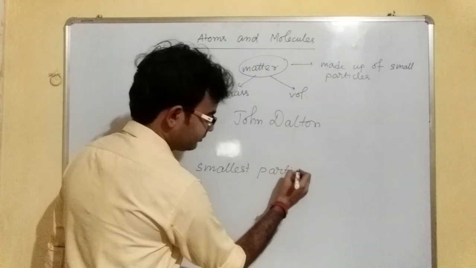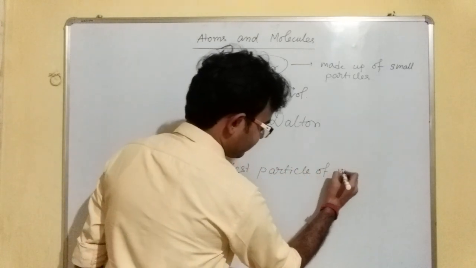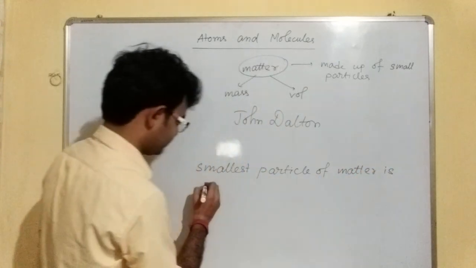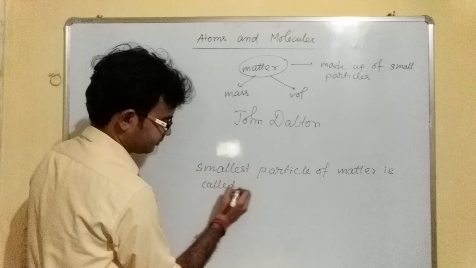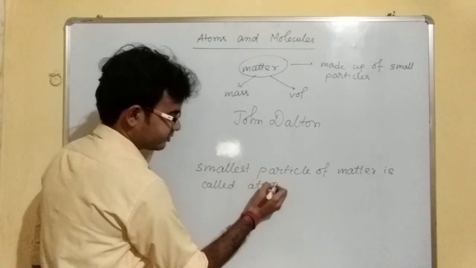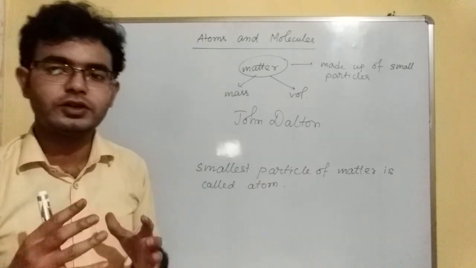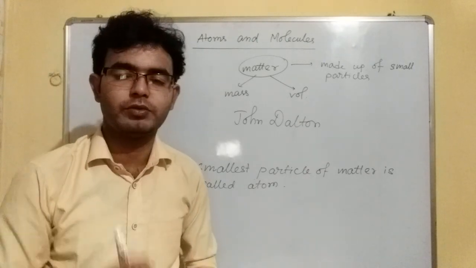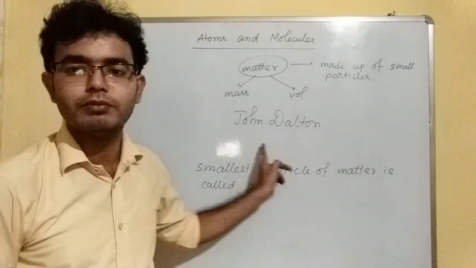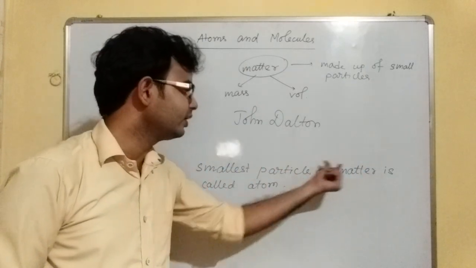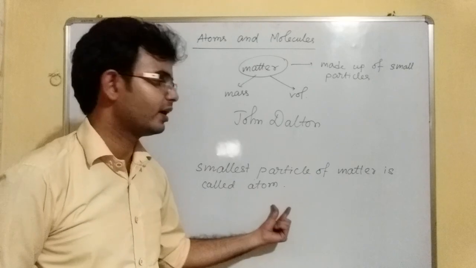The smallest particle of matter is called atom. Now this one is also the definition of atom. Suppose the question is like that, what do you mean by atom? You have to write this in your copy also. The answer is that the smallest particle of matter is called atom.